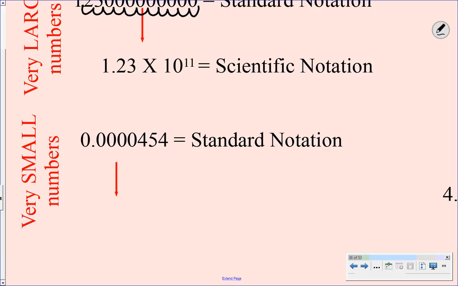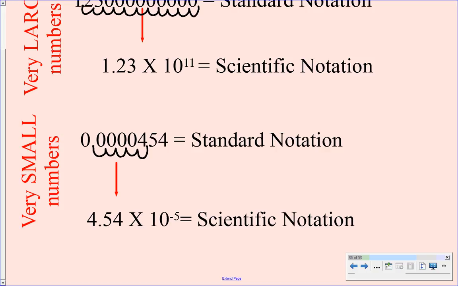A decimal with a lot of zeros, like this one, would end up being 4.54 times 10 to the negative 5. This also helps clarify a lot with significant figures. You'll notice that this number really has 3 sig figs, but those leading zeros can be a little bit confusing. So now it is a lot more clear that we have those 3 significant figures, and those other zeros are actually just placeholders that don't count.